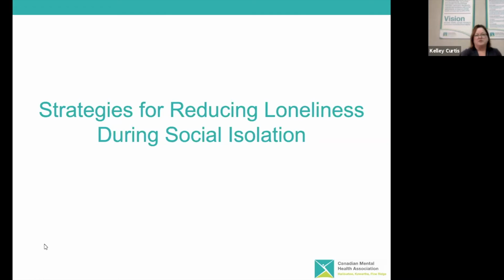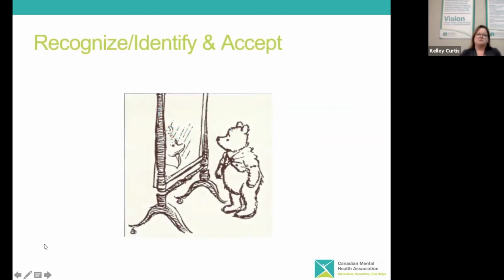So the first strategy that we'll talk about is something that we would call recognize, identify, and accept. So it is important to recognize how you're feeling, and it's okay to name it, right? Put a name to it, name or recognize that emotion, identify the emotion. There really are no bad emotions, as I mentioned earlier. We are all going to experience, at some point or another, loneliness and sadness, anger, happiness, but it's okay.